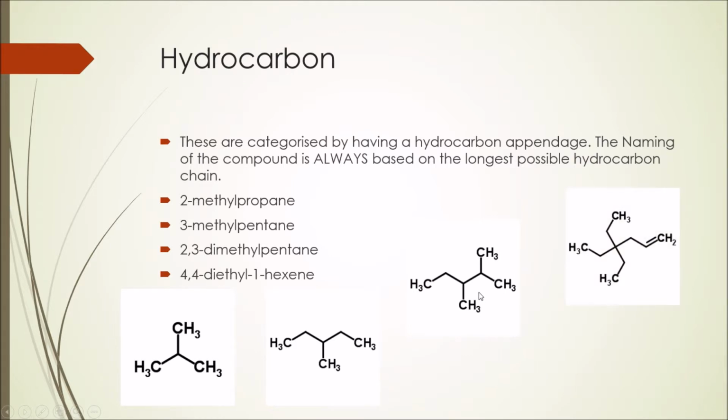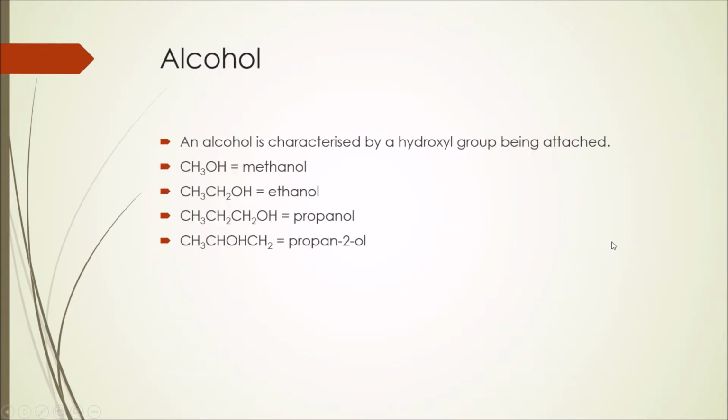And finally, a more difficult one, we've got 4,4-diethylhex-1-ene. The longest possible chain is 6, so 1, 2, 3, 4, 5, 6 carbons long. It's got a double bond, so this is where the numbering is going to start, so it's going to be a hex-1-ene, and we're going to count from this way. The carbon that's affected is 1, 2, 3, 4. It's the fourth carbon, so we've got 4,4. And each of these has the ethyl appendage, so it's going to be 4,4-di for the 2 ethyls, ethyl, hexene. Then moving on, we've got alcohols.